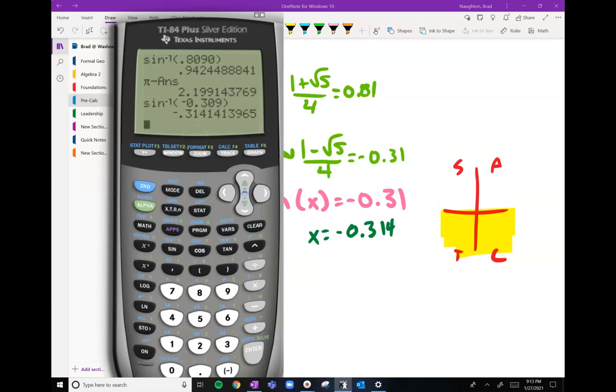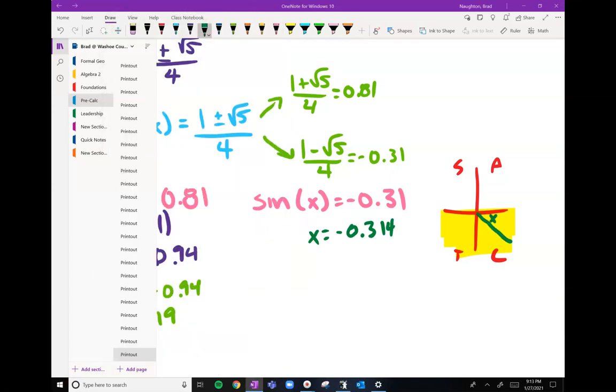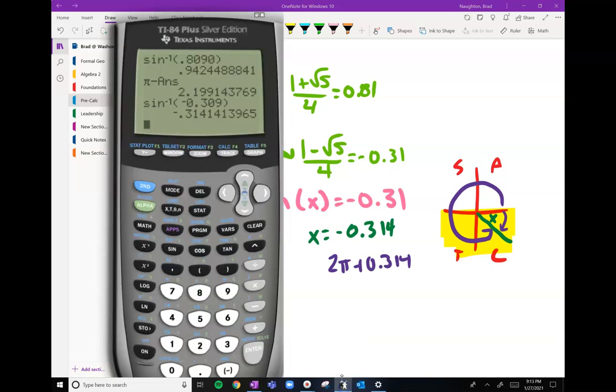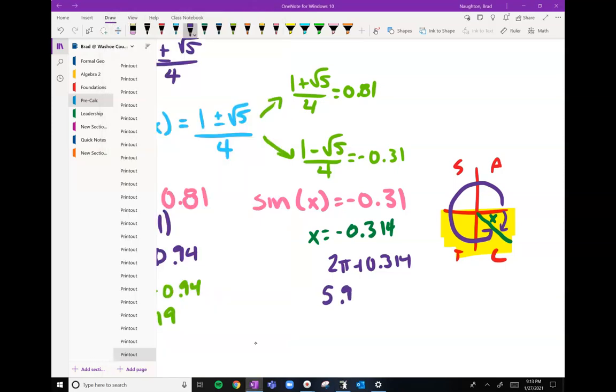Okay. So remember, that's this angle down here, but I'm going the wrong direction that way. So I need to go all the way around here. I'm going to say 2 pi plus that negative 0.314. Because it's negative, we're going to hit right where we need to be. So plus 2 pi, and I'm going to get 5.96.